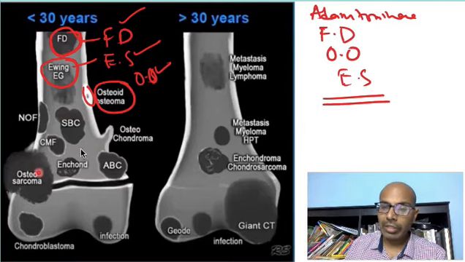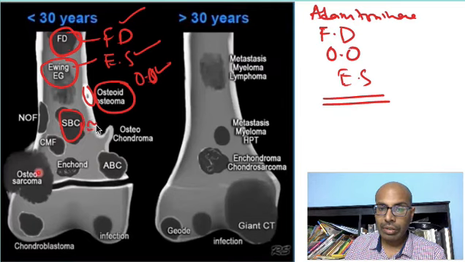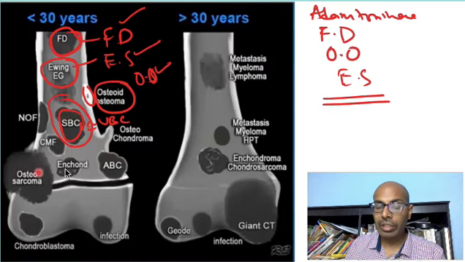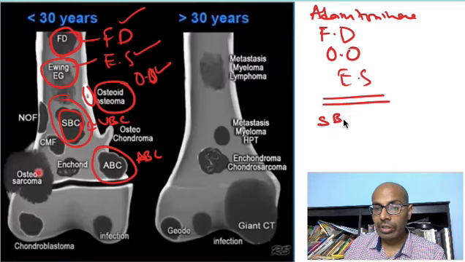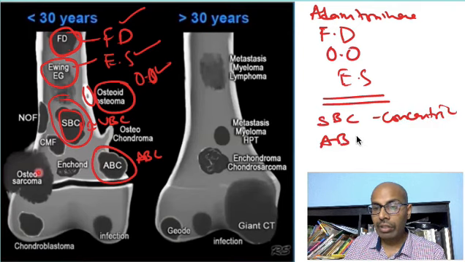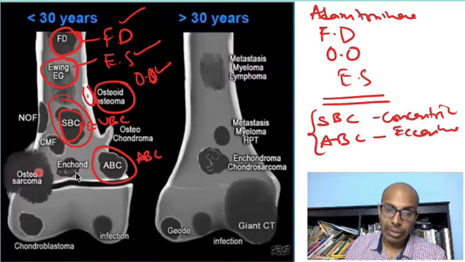Right, most of the other tumors occur in the metaphyseal region. For example, simple bone cyst is also called unicameral bone cyst. This occurs in the central location in the metaphyseal region. If this kind of cyst occurs before the growth plate closure in an eccentric fashion, it is called an aneurysmal bone cyst. So simple bone cyst occurs in the metaphyseal region, which is centric in nature. ABC or aneurysmal bone cyst is eccentric in nature, and both these tumors occur before the epiphysis closes.